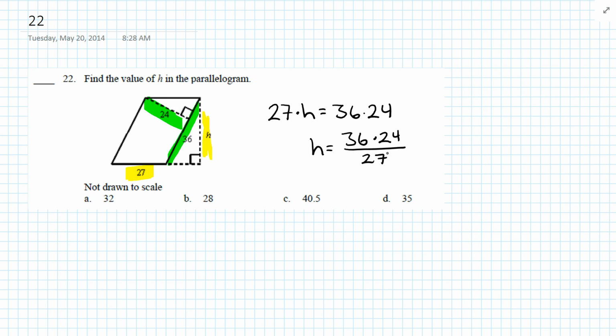Okay, you can get your handy dandy calculator out, or you can just slash and burn. Alright, 27 can be factored by 9. 9 goes into 27 3 times. 9 goes into 36 4 times. So now I have a 3 on the bottom and a 4 and a 24 on top. 3 goes into 24 8 times. So 4 times 8 is 32. So my h value is 32. Answer is A. And again, you could have done all that work in your calculator as well.